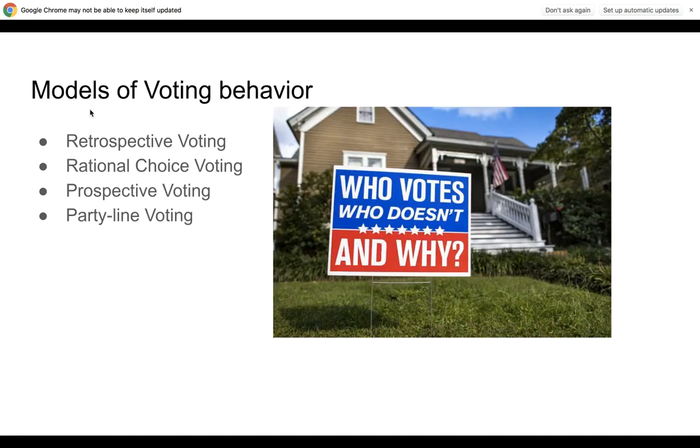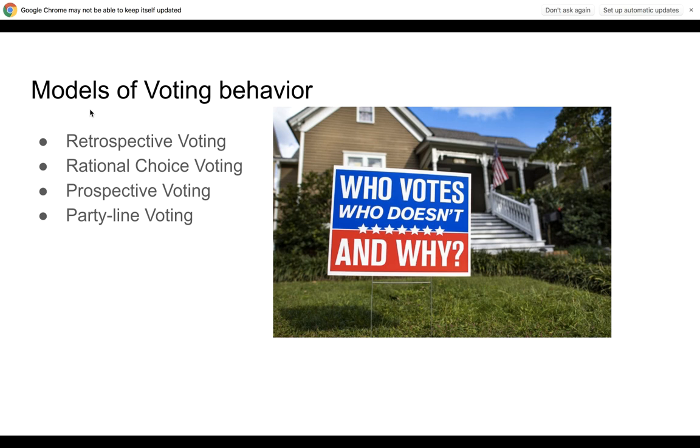All right, so models of voting behavior. There's a few different types here. I'm just going to basically read them for you. But retrospective voting refers to the decisions people make on voting based on how political parties perform, how elected officials perform, or the extent to which an elected administration achieves its goals. So they're worried about what's the outcome? Are these people doing a good job? Right? Rational choice voting refers to voting based on decisions made after considering alternative positions.